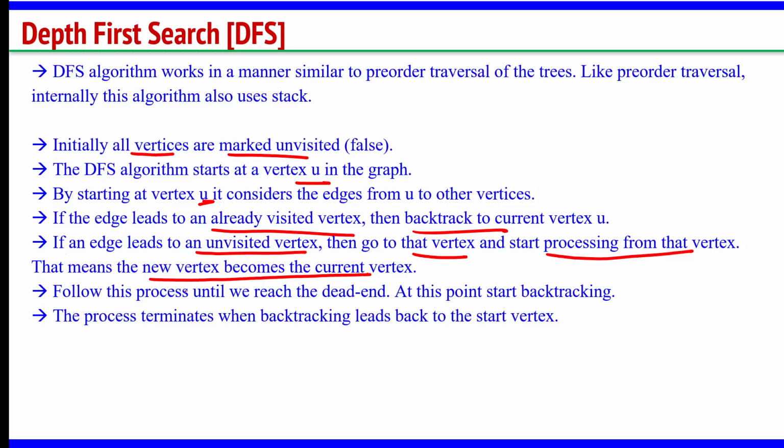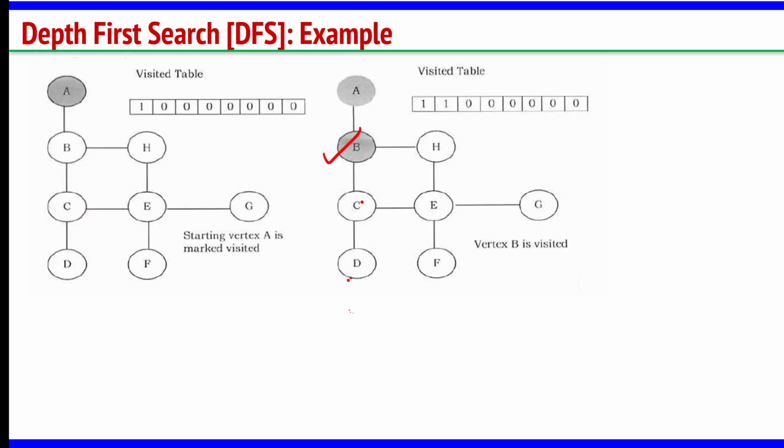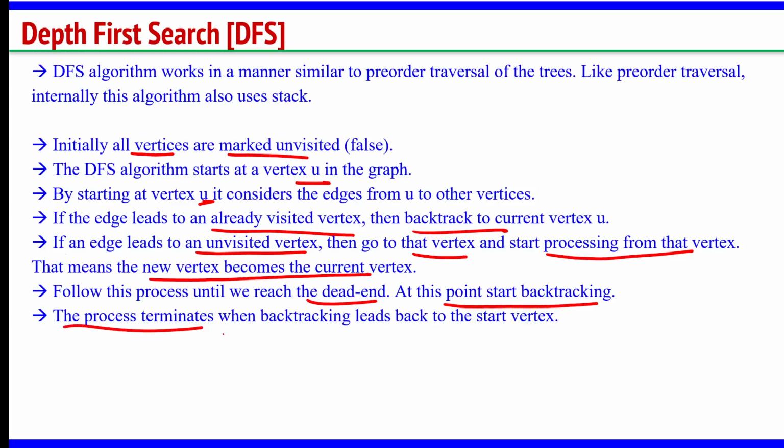Then follow this process until we reach the dead end. At this point, start backtracking. I am visiting B, then C, then D. After D, do I have anything to go? No. Then backtracking means come back to its parent node, right. The process terminates when backtracking leads back to the starting vertex. Once you reach back to the original vertex where you started, there we end the algorithm. This is your depth first search technique.